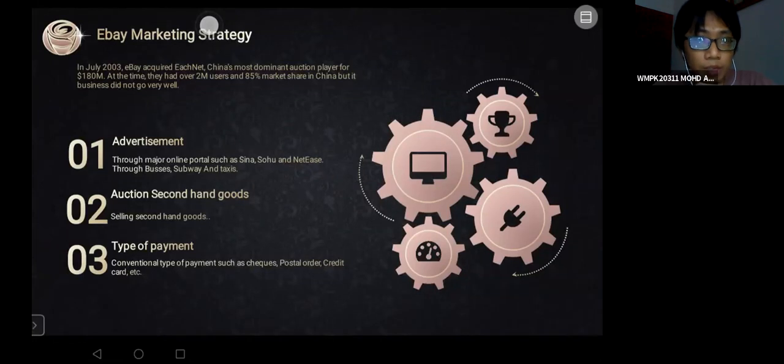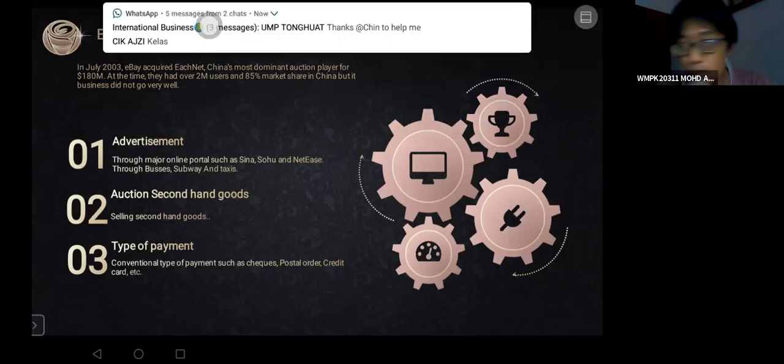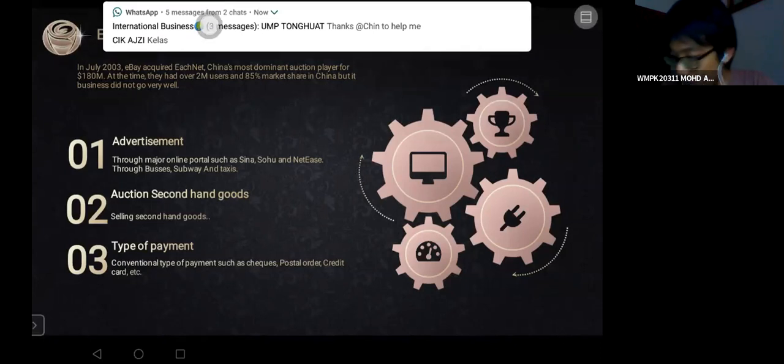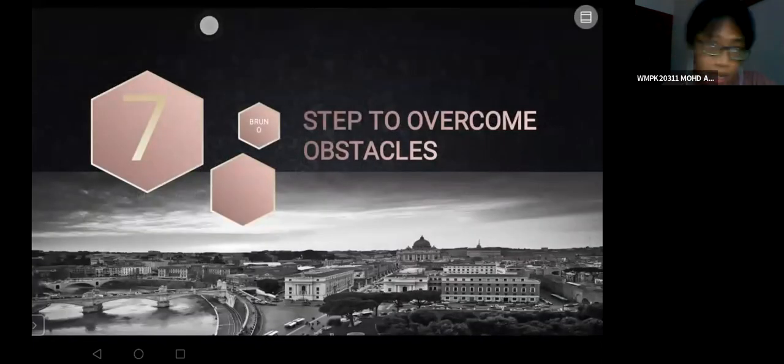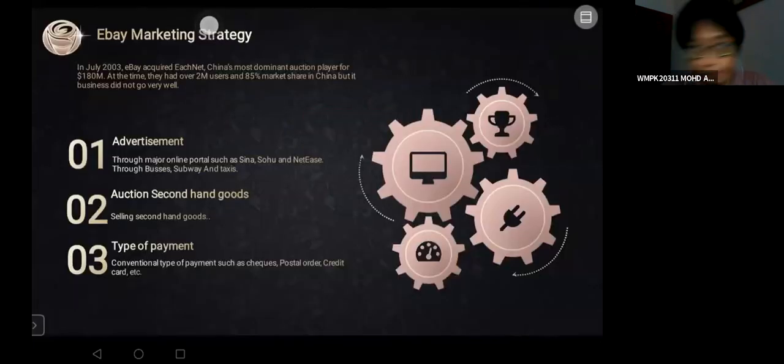As has been known, for eBay's marketing strategy, there are 4 types of strategy used by eBay. All 4 of them are the 4Ps, which are product strategy, pricing strategy, place and distribution strategy, and also the promotion and advertisement strategy. For advertisement strategy, they are using online portals such as Sina, Sohu, and NetEase to advertise their product.